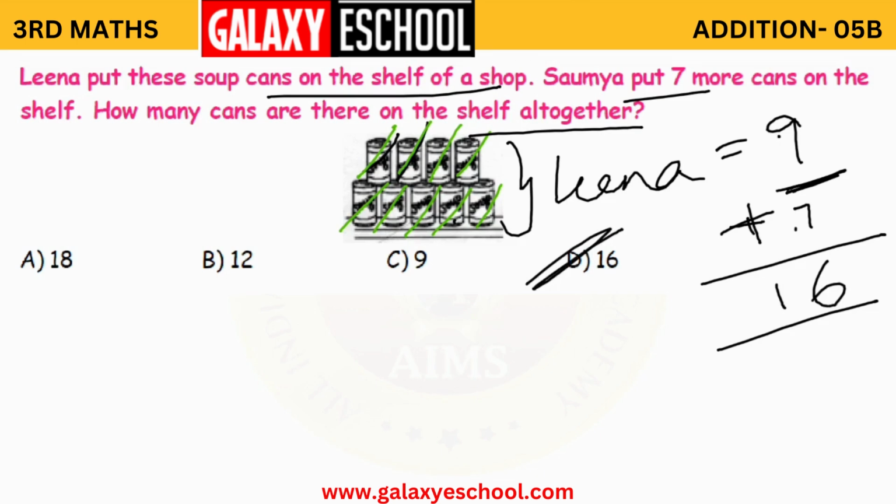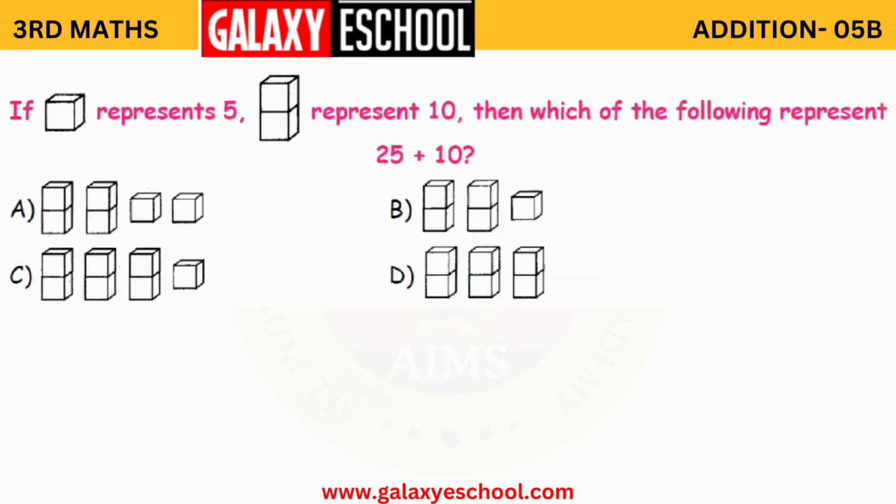So the correct answer is what? Option D, 16. Understood, children? We counted the number of cans put up by Lena and then added the cans put up by Soumya. The total is option D, 16. So 16 cans are there on the shelf.